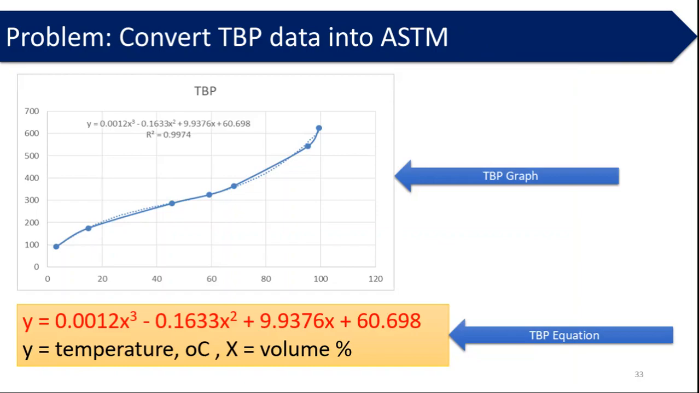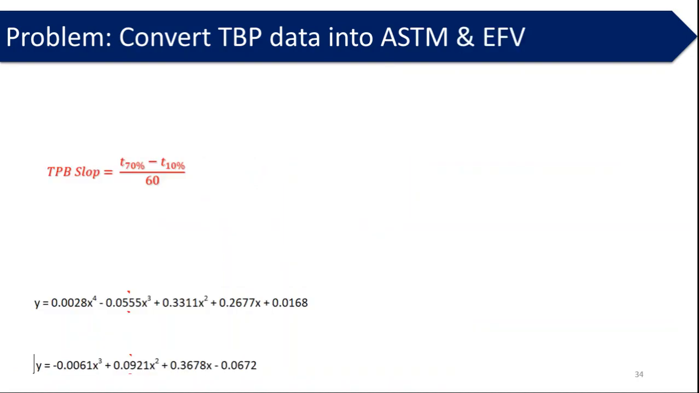So for that, this is the given data, that is a TBP graph or TBP equations. You can have any one of these or both of these, but it is better to use the equations. Here y is given in the form of x, where y is the temperature, that is, as per the graph, the y axis, temperature in degrees Celsius, and x is the volume percent distilled, that is the x axis in the graph.